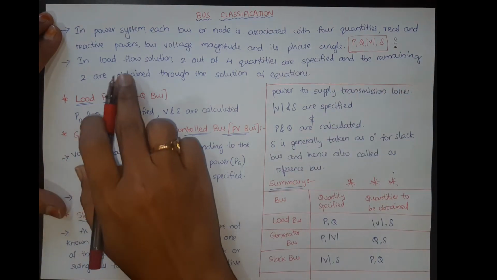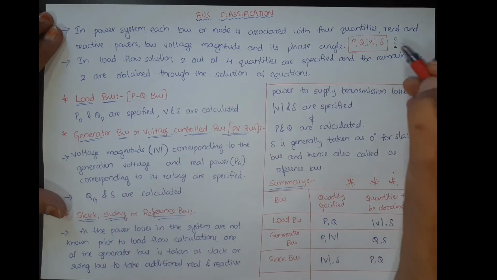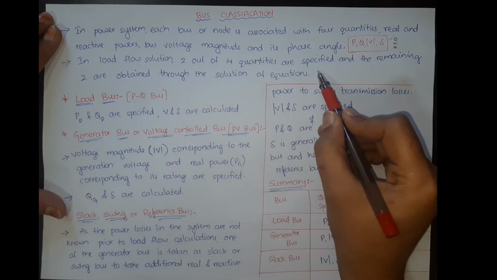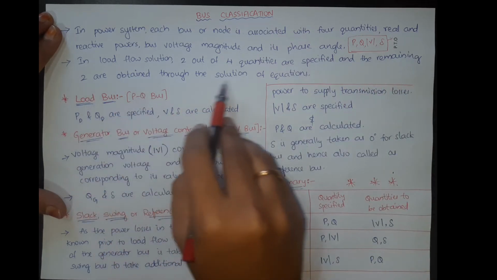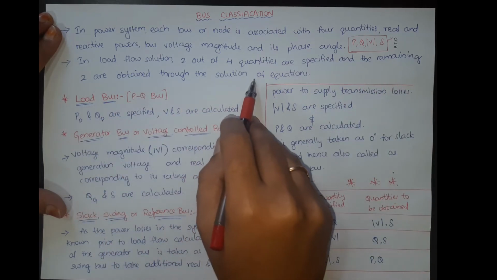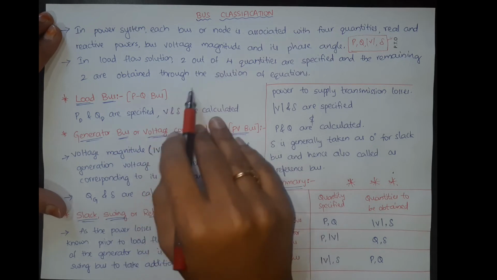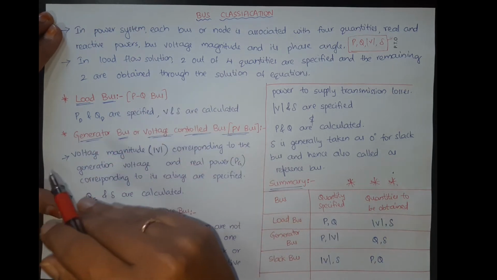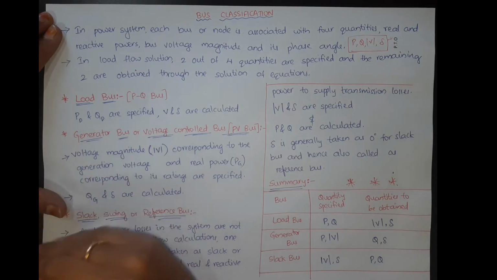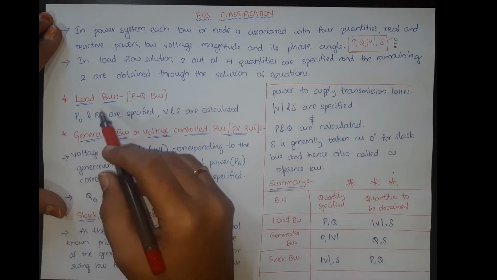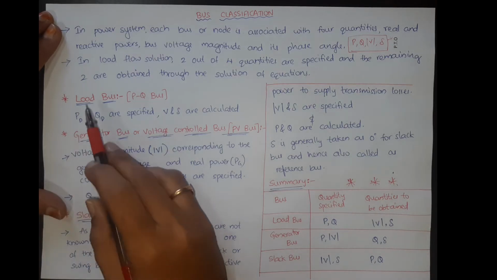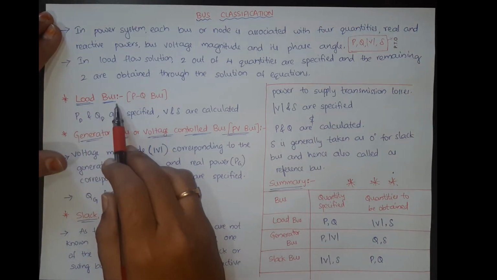Now in load flow solution, out of these 4 parameters, any 2 quantities will be specified and the remaining are to be obtained through the solution of certain load flow equations. So based upon what are the parameters specified and what are the parameters that are to be found out or to be calculated, buses are classified into these 3 categories. Now let us come to the first bus, that is load bus.